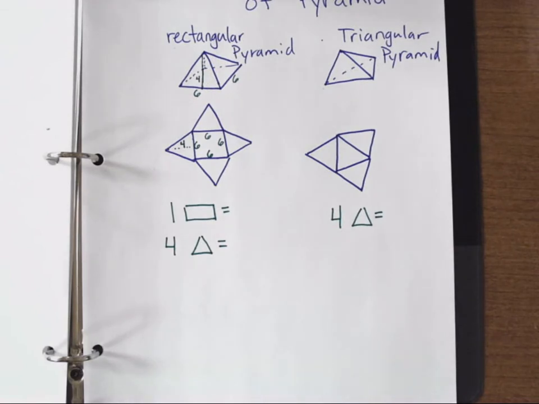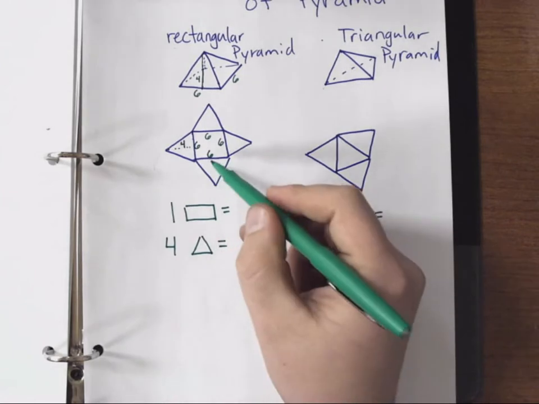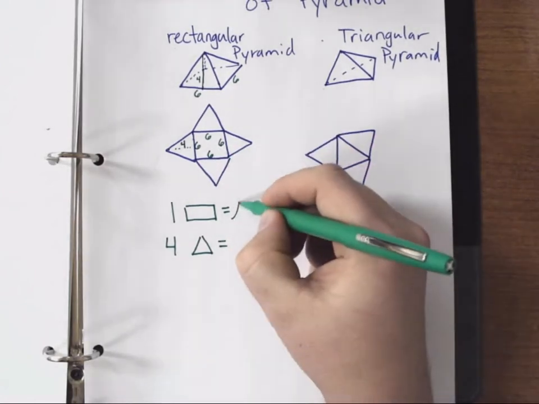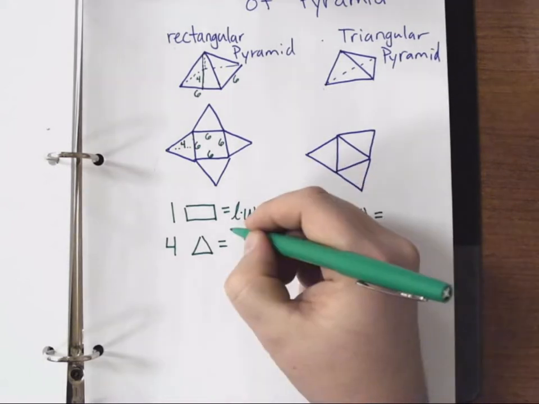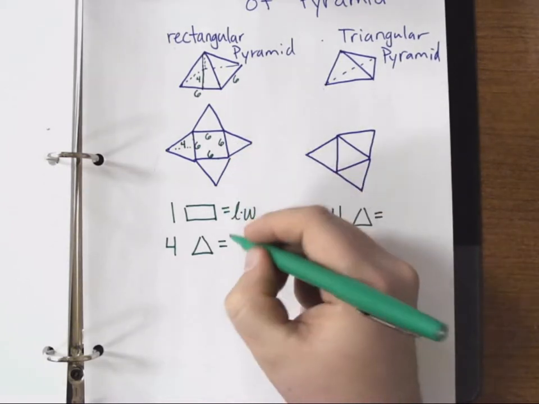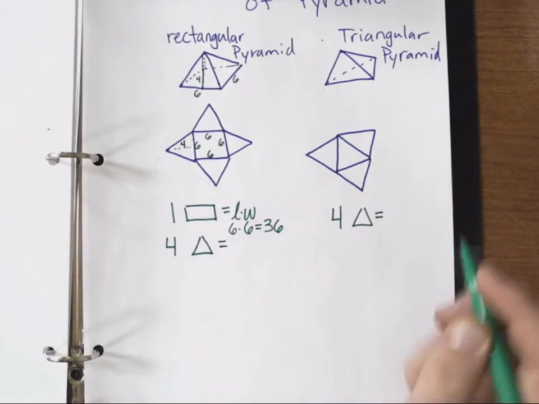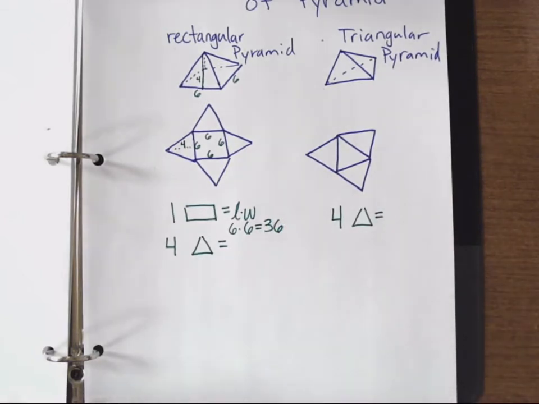All right, so we need to find my rectangular base. We know that the area formula for a rectangle is length times width. So we can plug in our numbers. 6 times 6 is just going to give us 36. And we need 4 triangles that are all identical in this case because it is an equilateral triangle and we are working with a square. So all of our triangles are the same.